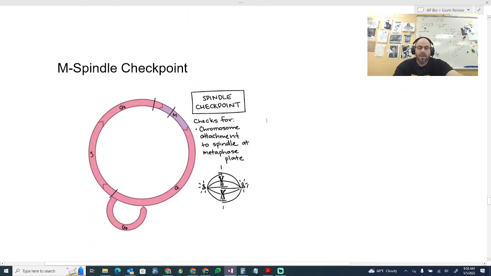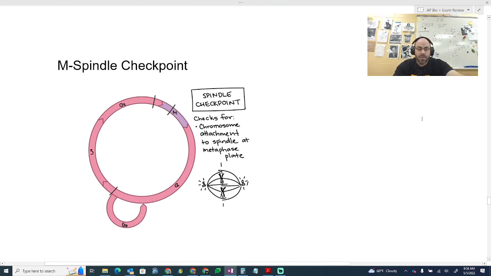G2 checkpoint. And the M checkpoint, or the M spindle checkpoint, sometimes you'll see this called metaphase, anaphase checkpoint, whatever: are the chromosomes connected to the spindle fibers at the centromere? That is the question that's being asked here. Sometimes you'll see another word associated with that called the kinetochore. I think that's kind of older language. It's not older language, it's still being used. We just don't use it in this class anymore.